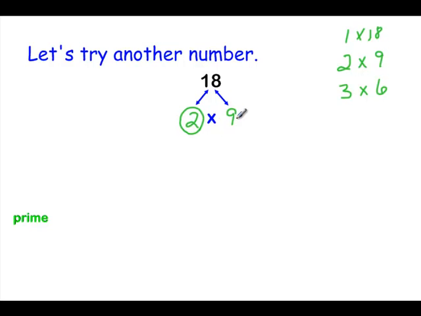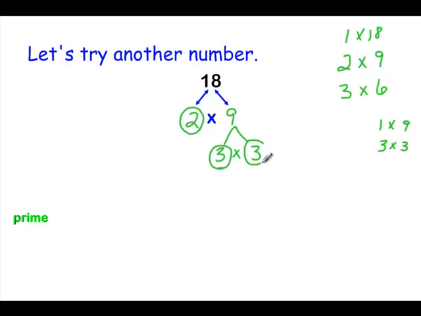Let's look at 9. Does 9 have more than one set of factors? I know it has 1 times 9, but it also has 3 times 3. Since we don't use 1 times 9 in our factoring trees, let's use 3 times 3. Bring down that carrot or those tree branches. 3 times 3. Is 3 a prime number? Yes, it is, because the only factors that equal 3 are 1 times 3.